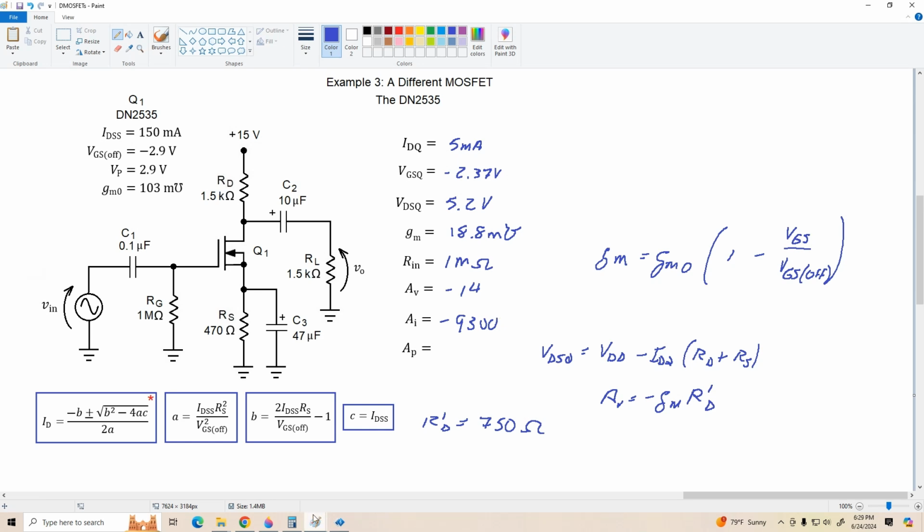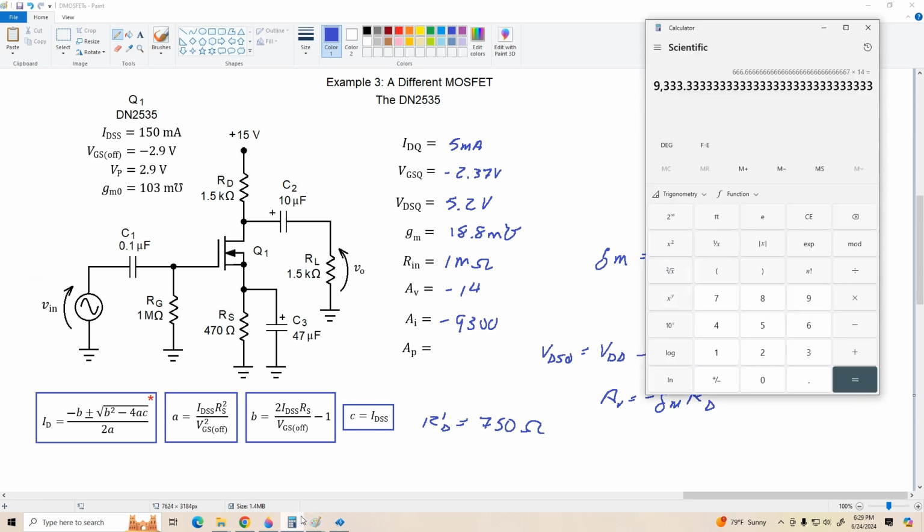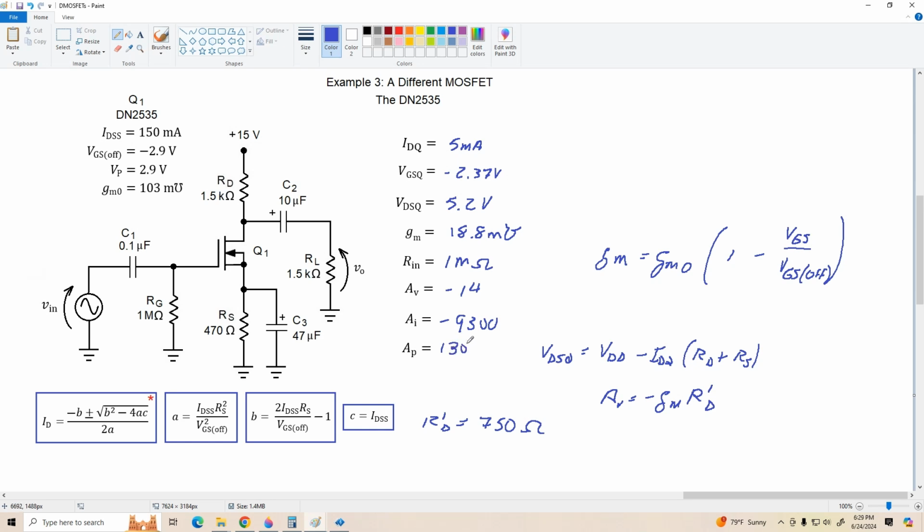And finally, the power gain is going to be 9300 times 14, about 130K, let's call it, okay, because I'm rounding off like crazy here all over the place. We'll just say it's about 130K. Pretty high. All right, now let's go on over and take a look at our experimental results, because I built this one too.